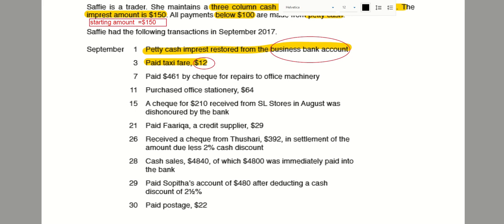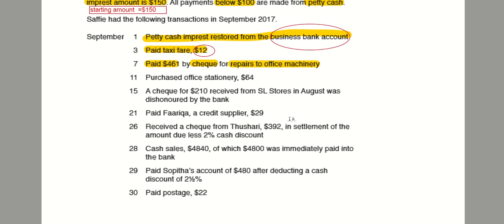On the 7th, we paid 461. Now here the amount is more than 100, so it will go in the main cash book. And another indication is you are paying by check. Anything you pay by check obviously goes to the main cash book. It cannot go in the petty cash book. So you are paying 461 by check, and it is for the repairs to the office machinery. Again, mind the details. Don't just put office machinery, put repairs to office machinery. So in the details you will be putting repairs, or repairs to office machinery, but writing only office machinery would be wrong. So let's go in the main cash book.